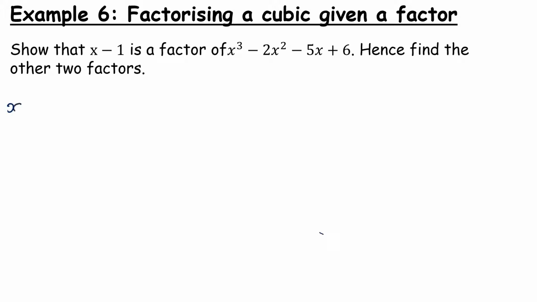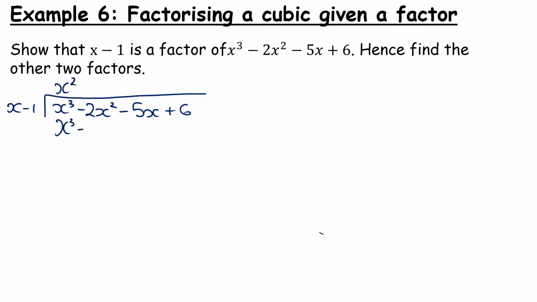We're going to do some long division. So x minus 1, and we're going to divide it into x cubed minus 2x squared minus 5x plus 6. So this goes in x squared times. So we have x cubed minus 1x squared. And then we subtract. So remember your divide, multiply, subtract. So we're left with minus 1x squared.